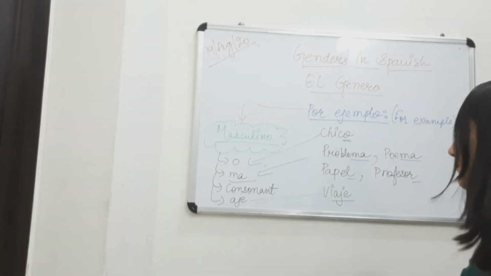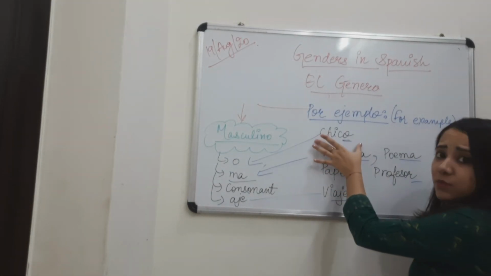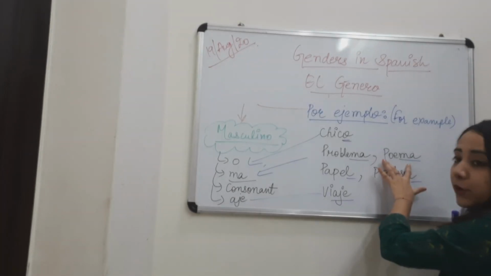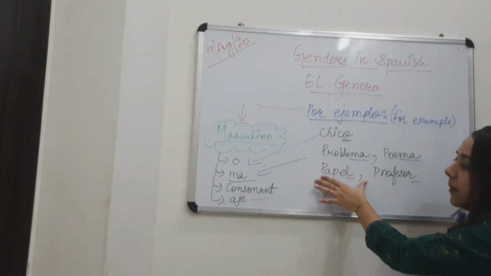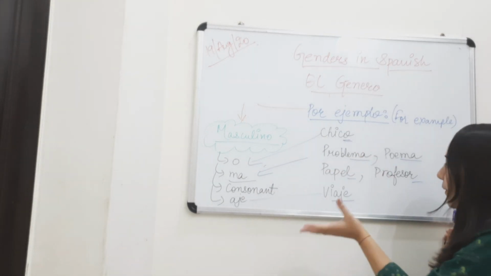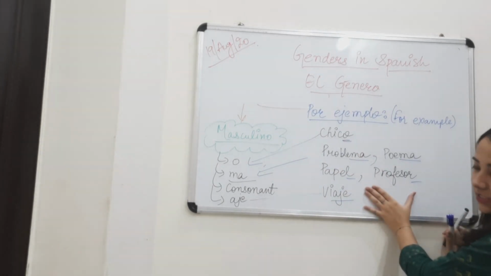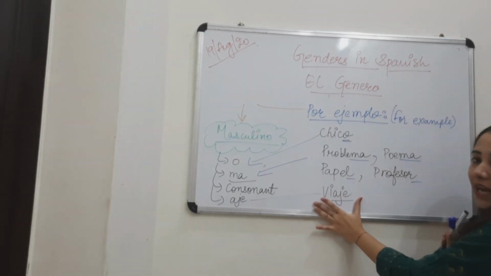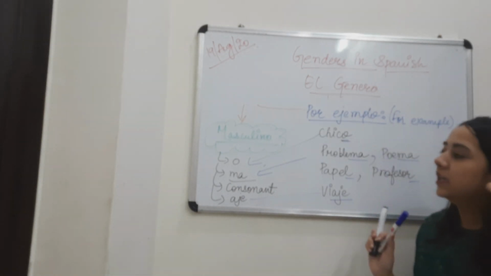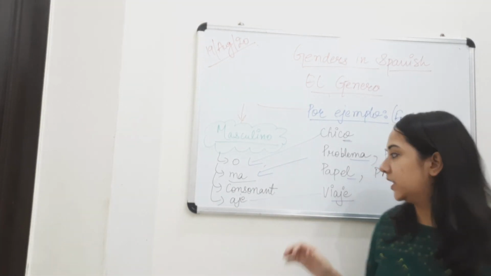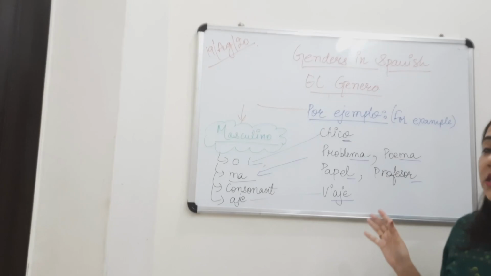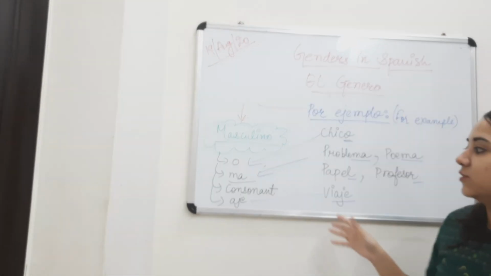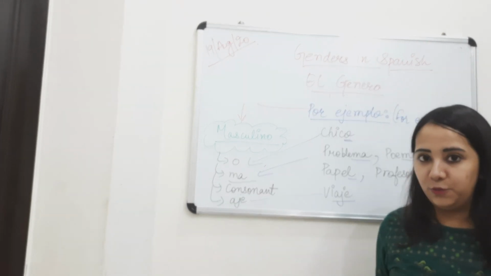Coming on the meanings. Chico means boy. Problema, problem. Poema, poem. Papel is paper. Professor is professor. It's the masculine professor. Viaje is travel, journey. Now just please write the spellings correctly. Don't make any mistakes. Just write it neat and clean in your notebook.